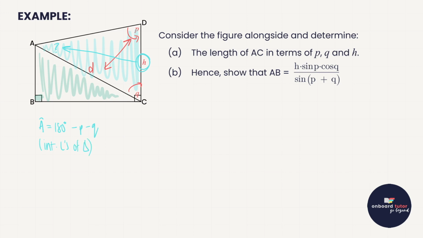Okay, now my advice to you would be not to leave it at this point. Don't leave minus P minus Q, because if you can think back to the cast rule, it was 180 minus something.